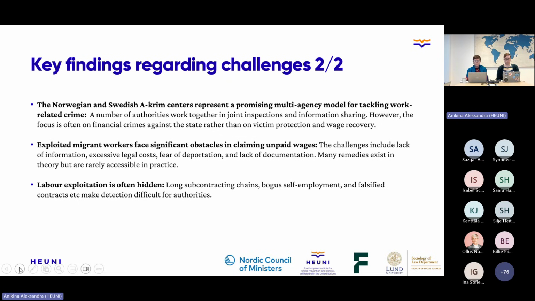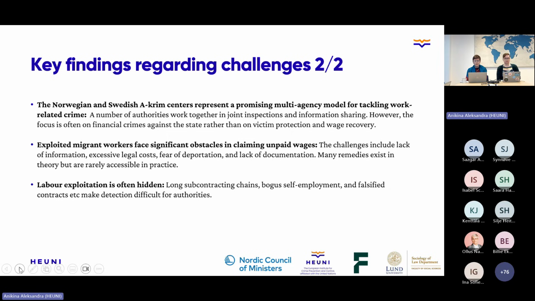We also see that migrant workers face obstacles in claiming unpaid wages if they have been exploited. And this is, of course, a result of several problems. One is lack of information on behalf of the migrant workers themselves, where to seek help. There's also the problem with legal costs.